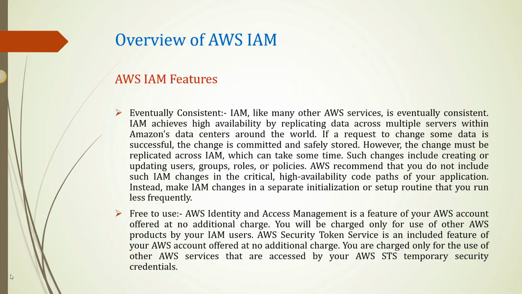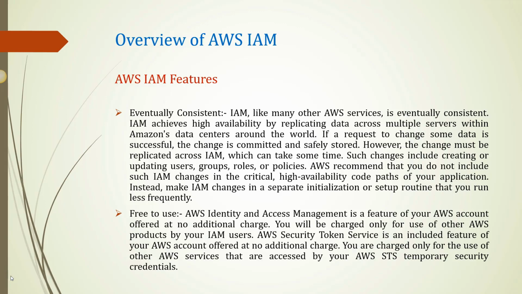Seventh feature is eventually consistent. IAM, like many other AWS services, is eventually consistent. IAM achieves high availability by replicating data across multiple servers within Amazon data centers around the world. If a request to change some data is successful, the change is committed and safely stored. However, the change must be replicated across IAM, which can take some time.